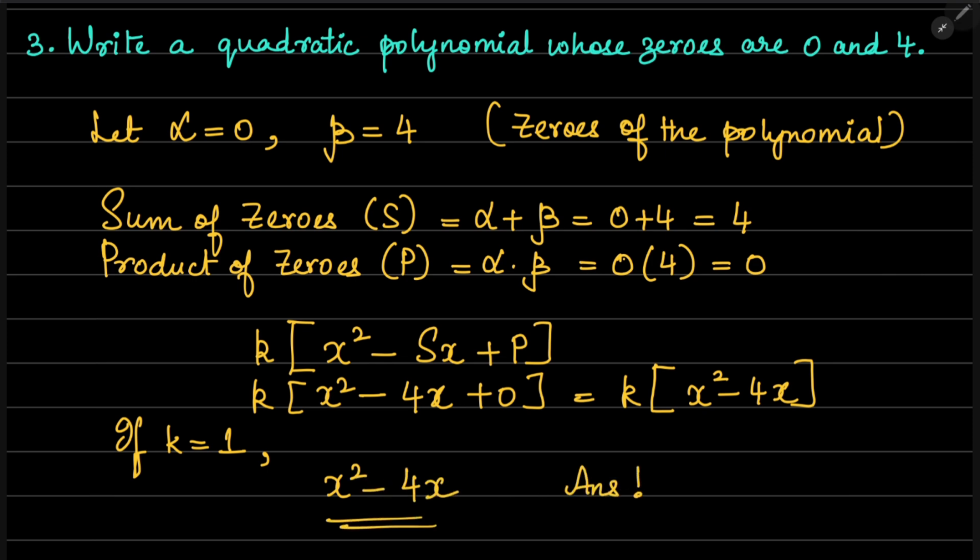If k equal to 1. You can take k as any value. If you take k equal to 2, you will have 2x square minus 8x. If you are taking k equal to 3, 3x square minus 12x. Like that, you can take any value of k. So there is no standard answer for this question. There can be infinite number of quadratic polynomials which will have zeros as 0 and 4 respectively.